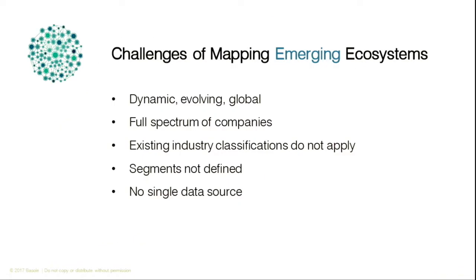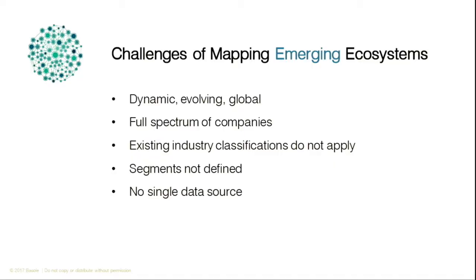But the challenge with emerging ecosystems is that the data may not be available. It might not be in a nice, clean format or highly structured. In fact, they're very dynamic, evolving, and certainly global. We're talking about a lot of small startups that are emerging, and this full spectrum of companies is very hard to grasp. Existing industry classifications do not work, so we can't just say prepackaged software anymore. A lot of these companies exist across a variety of segments, and in fact, what Neil was talking about very much applies: we have to understand it beyond the sectors that we think about.